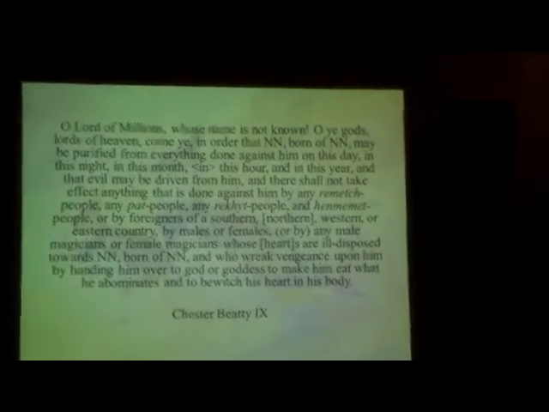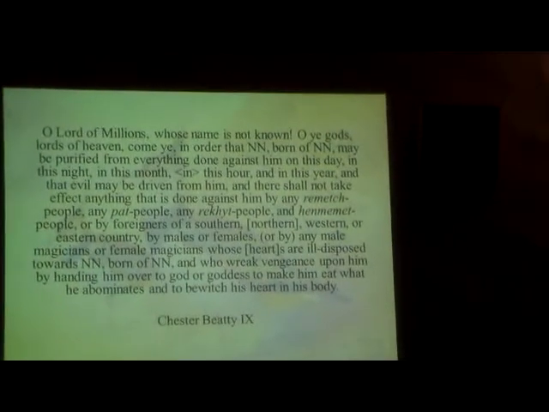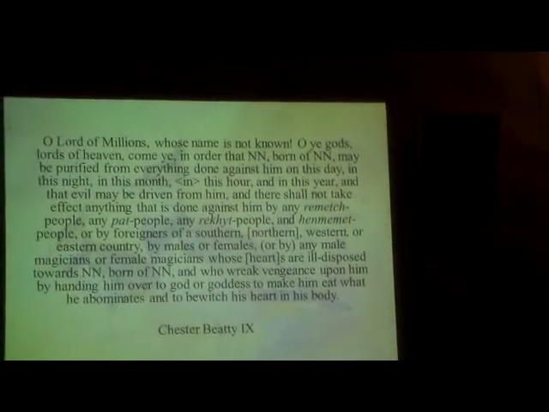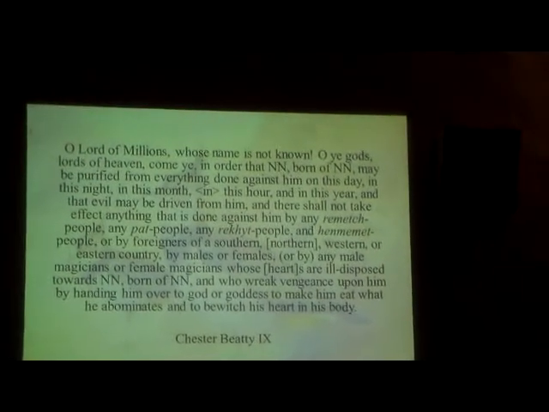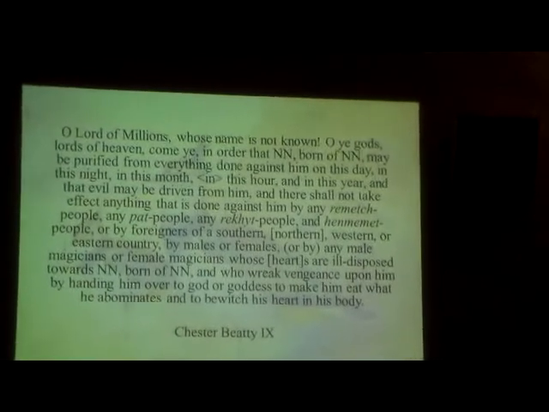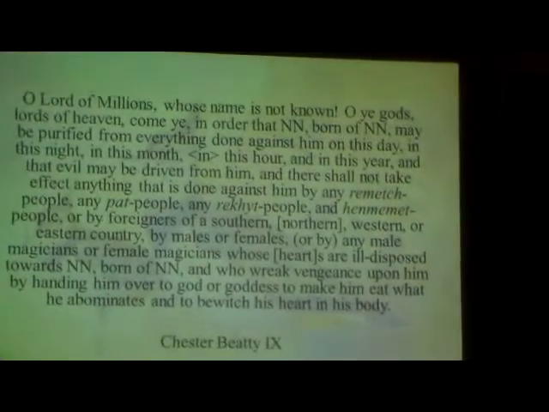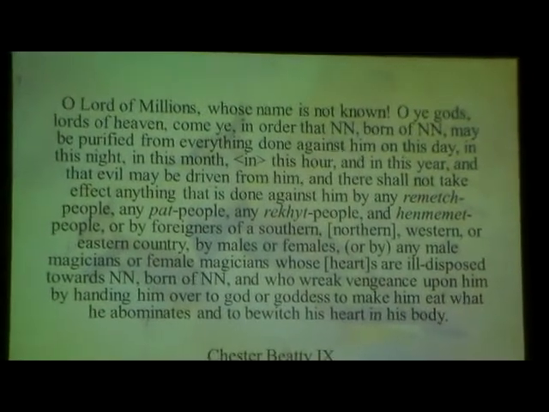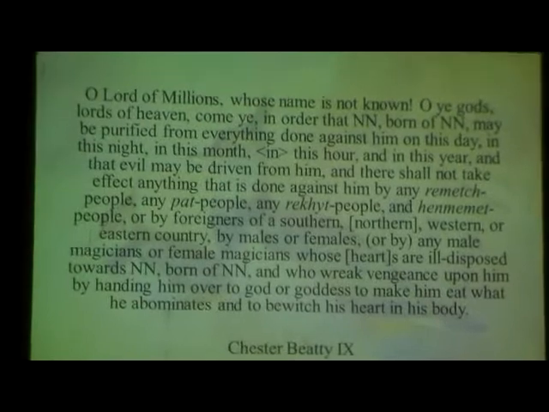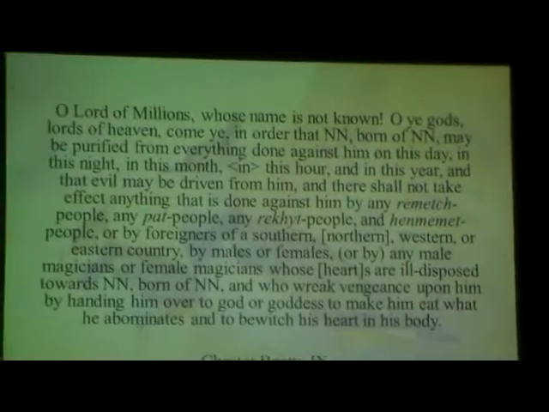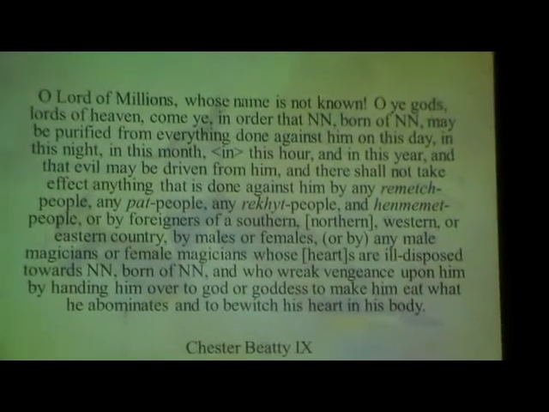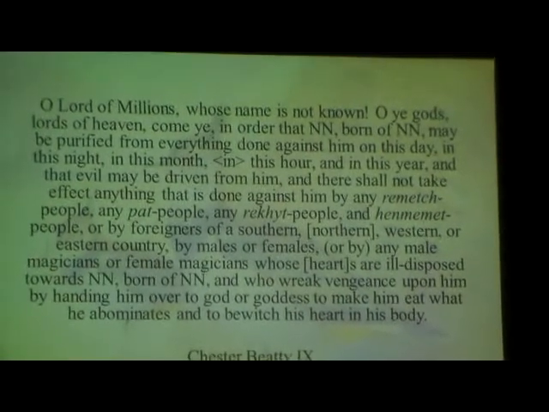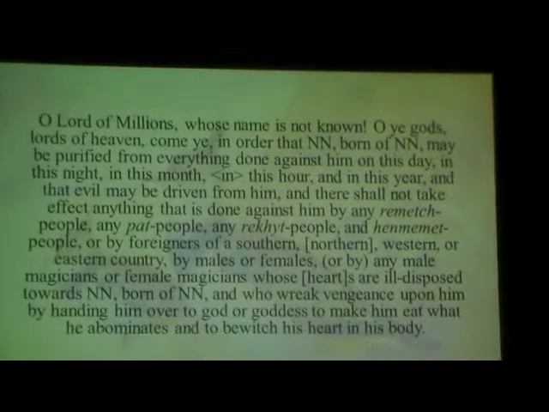So here's an example from the Chester Beatty 8 papyrus, dating to the Ramesside period. And this is a magical text in order to protect the owner. And I won't read the whole thing, but it says, and there shall not take effect anything that is done against him by any Remech people, any Pat people, any rekhyt people, any Henememet people, foreigners of the southern lands, of the western lands, of the eastern country, males, females, any magicians, any male magicians, any female magicians. So here you have a group of 11 different categories that are highlighted. This is everybody, really. It's not specifically the rekhyt people.